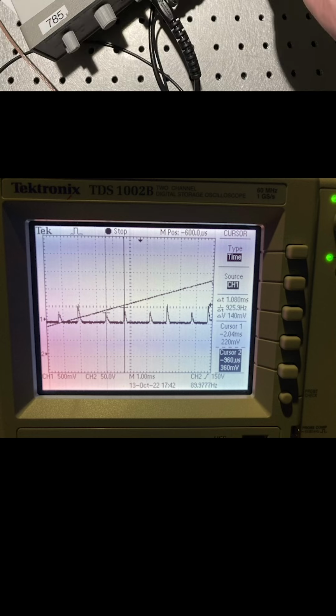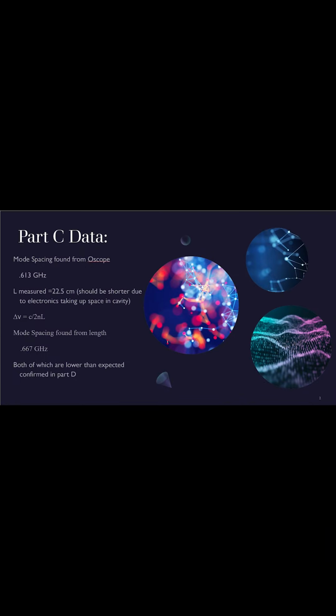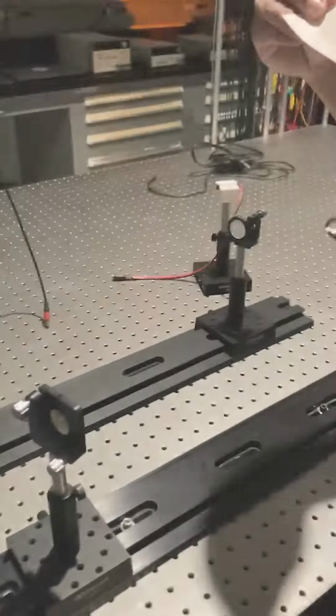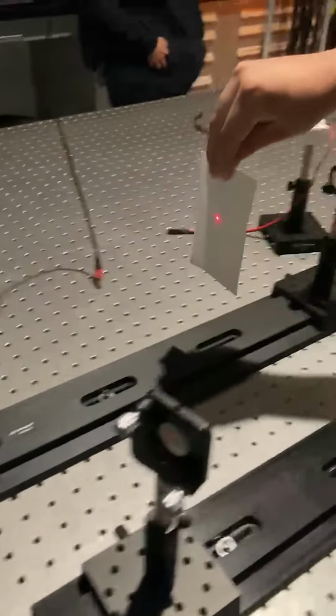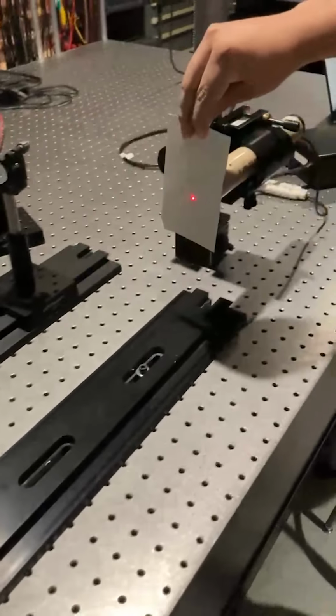We measured L to be around 22.5 centimeters, and that gave us a value of 0.667 gigahertz for our mode spacing. For part C, we used the optical spectrum analyzer to first align our helium-neon laser beam to hit the detector with the two mirrors.